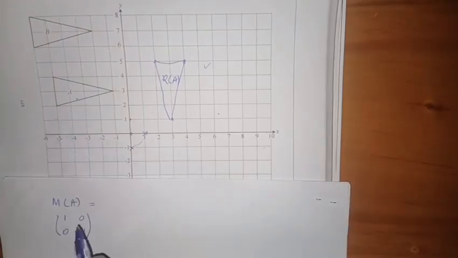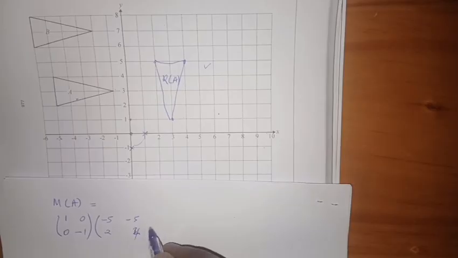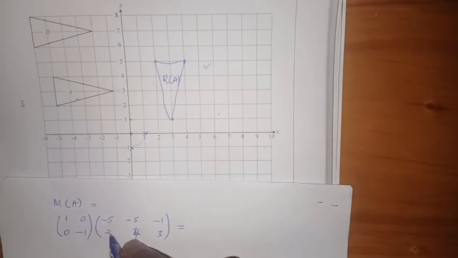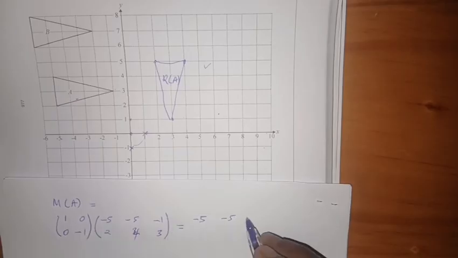So this one, it's negative 5, comma 2, next one, negative 5, comma 4. The next one it's negative 1, comma 3. Like that. Let's just multiply out. This is 1 times negative 5. It will give me negative 5, plus 0 times 2 is 0. So it's negative 5. This one it's negative 5. This one it's negative 1. Now let's multiply the bottom.